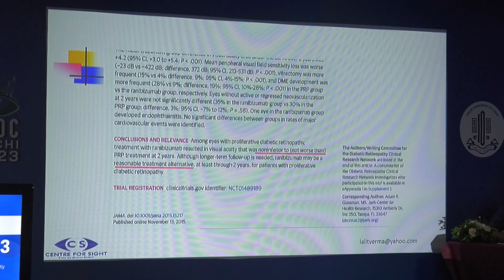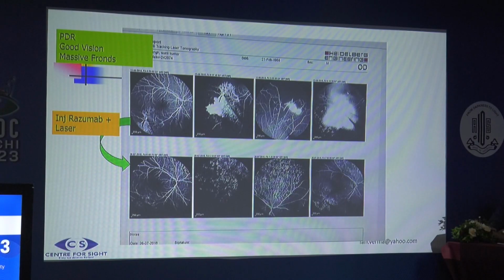The only condition where I may agree is a patient like this. You see this patient, a one-eyed patient with PDR, has good vision. You see the macula is so healthy, but the fronds are huge. Good vision, massive fronds. So here if I do laser, there's a possibility of precipitating a TRD or causing macular edema, and this is reasonably close. So I gave one injection and immediately after that started lasering. Did not give more injections.